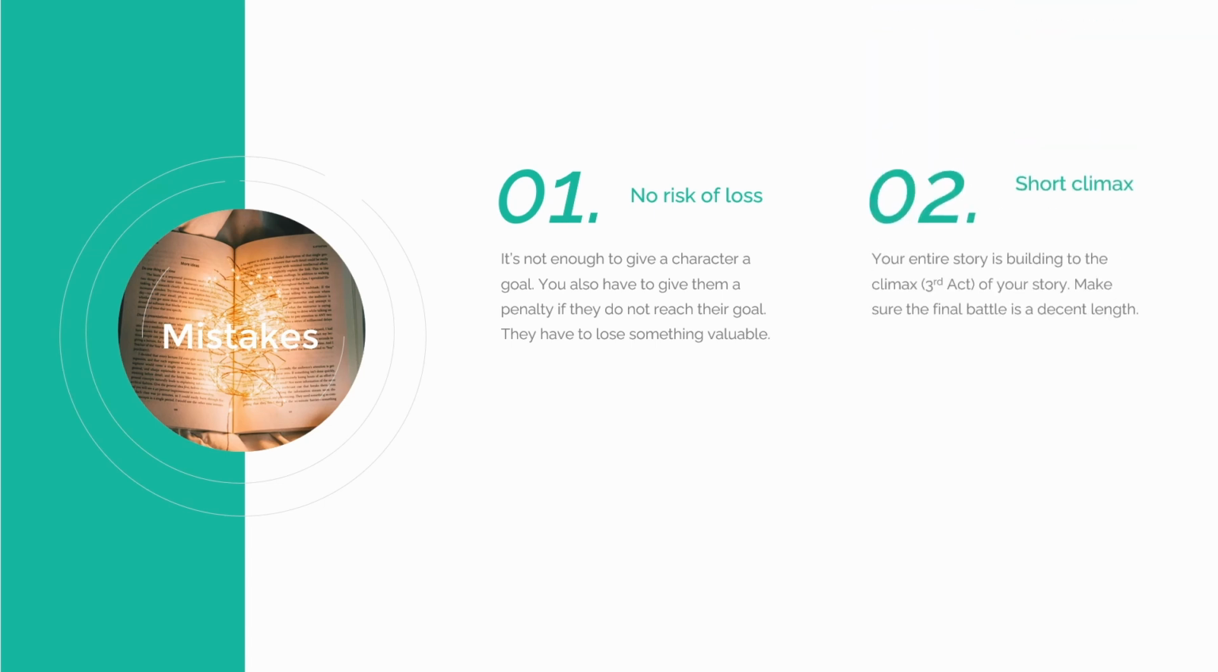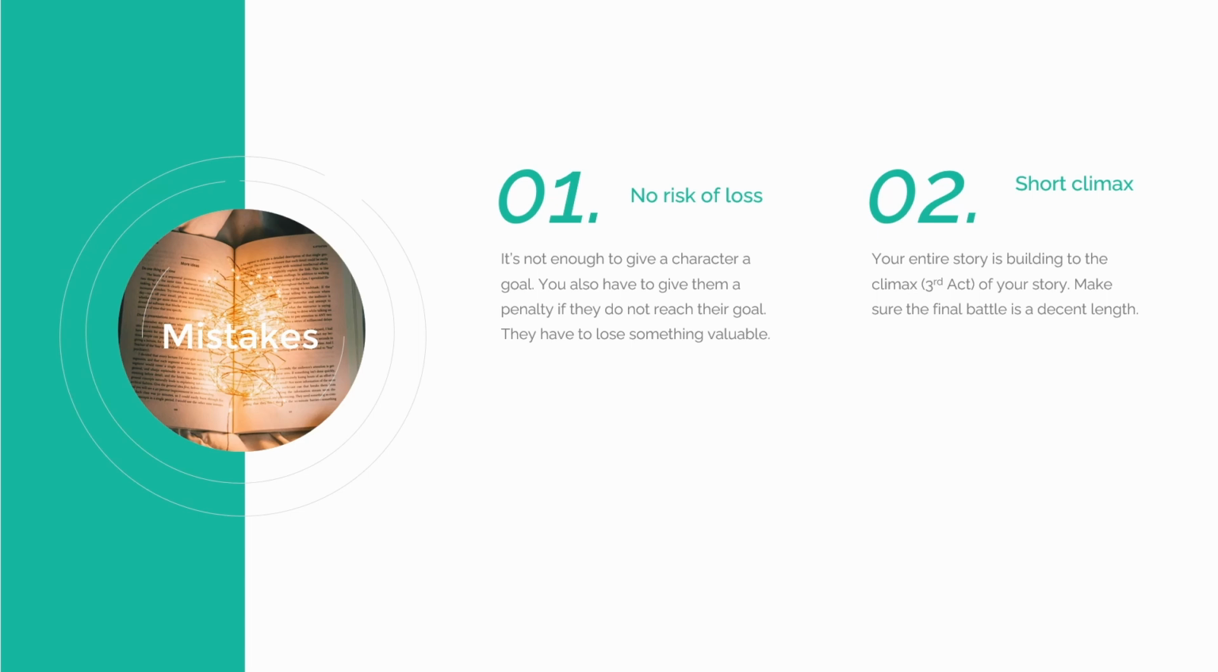And the next problem is too short of a climax. So your entire story is building to the third act. And so you want to make sure that the final act is a decent length. You don't want the final conflict to be solved too quickly. I have done this in my own stories where I've built up the entire story to a final battle, and then the final battle is only like one chapter, and I've realized throughout my writing career that it needs to be a full act, like the whole climax needs to be most of the third act. It's very important because this is the payoff for your readers. They want this epic battle, they want this final showdown, they want this moment of tension.